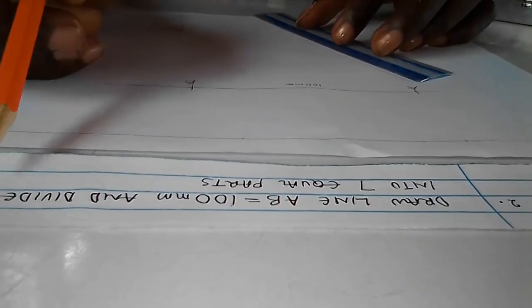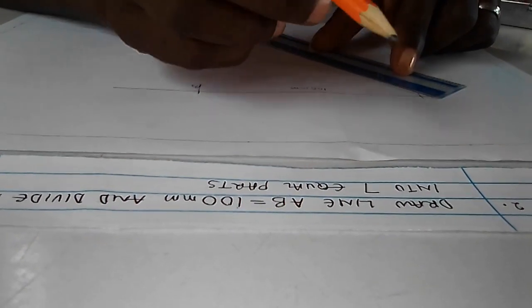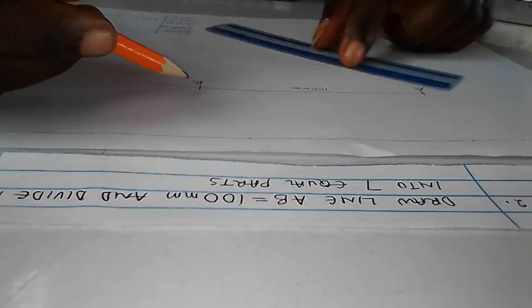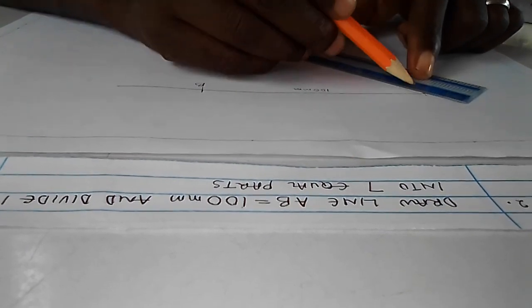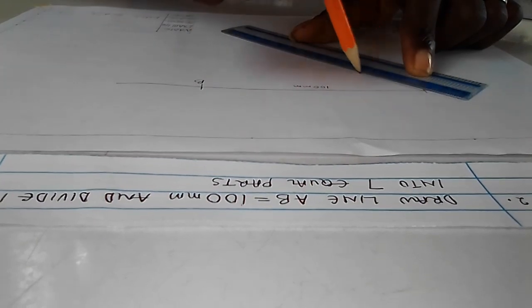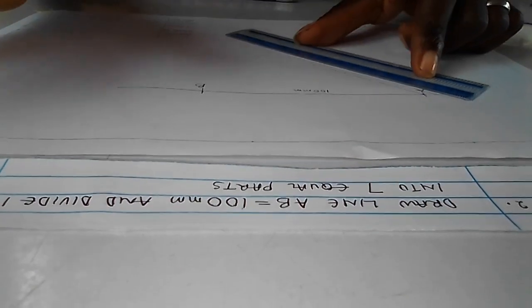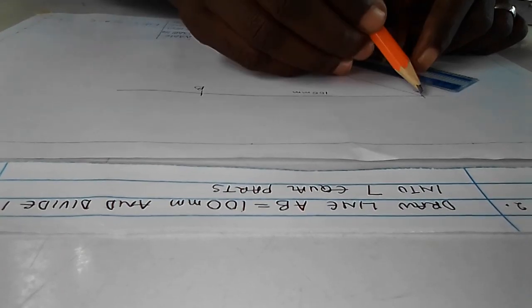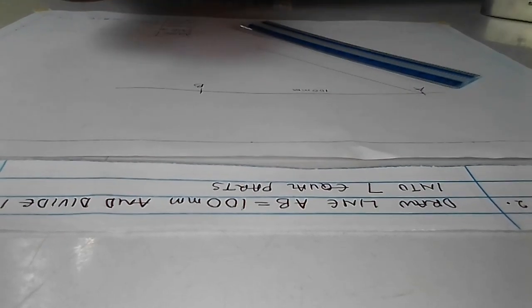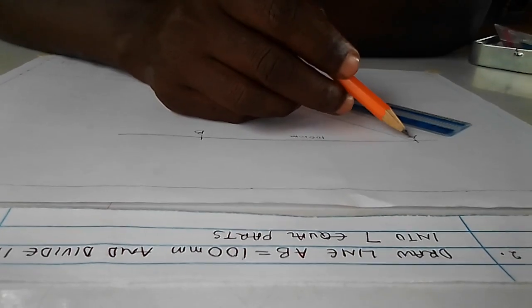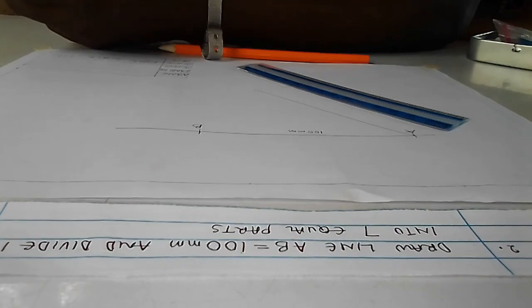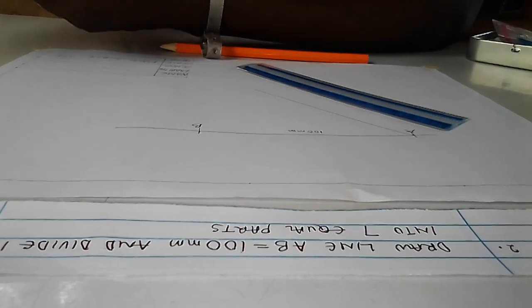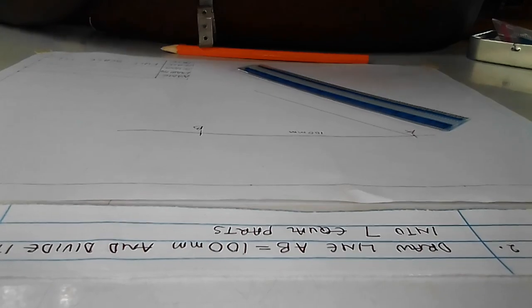Then how can I divide this line into 7 equal parts? Is it from point A or from point B? So far, I want to use point A. I will just draw a line from point A down. Any line, I don't need to measure it. Then I need to take 7 divisions on this line that I draw down, not the given line. The best measure I should use to divide it is 5 millimeter.